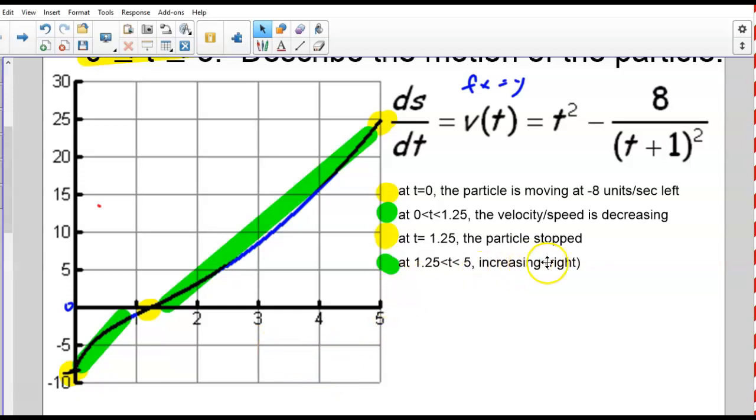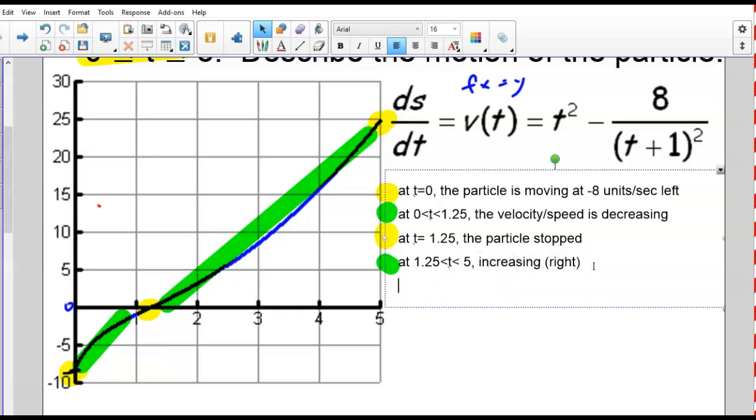Okay. All right, last part. And then that last yellow mark at t equals 5. All right, what can we say at t equals 5? That yellow mark up there. The particle is moving how fast? Moving 25 units per second. And which way is it moving? Right. 25 units.